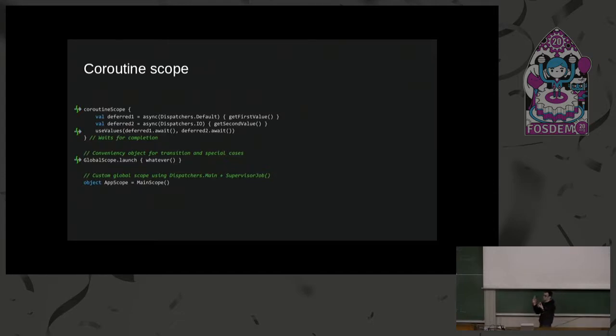There is a global scope which is not deprecated, but it's not advised to use it. But this is useful for migration from regular Java code to Kotlin.